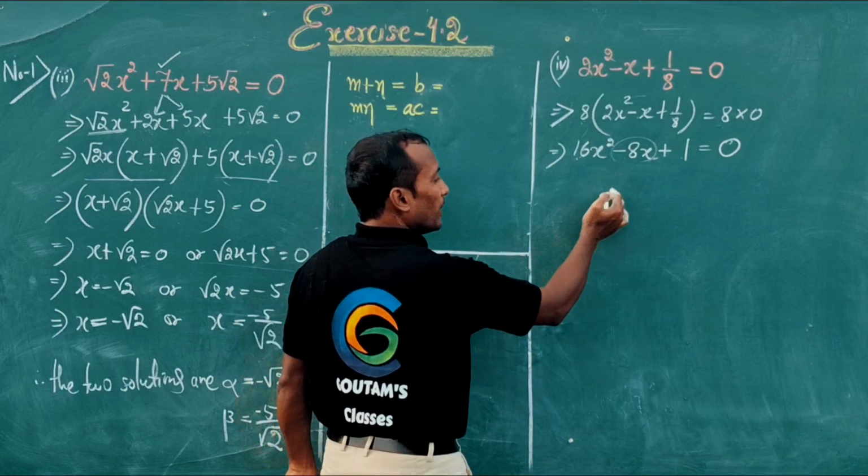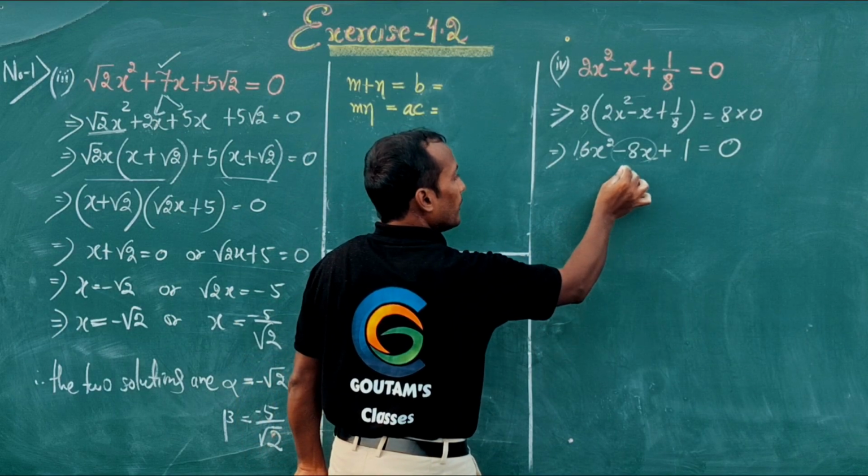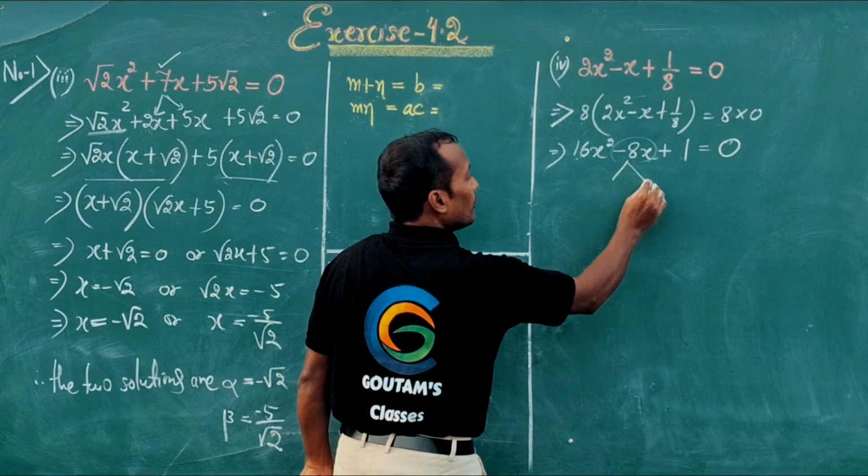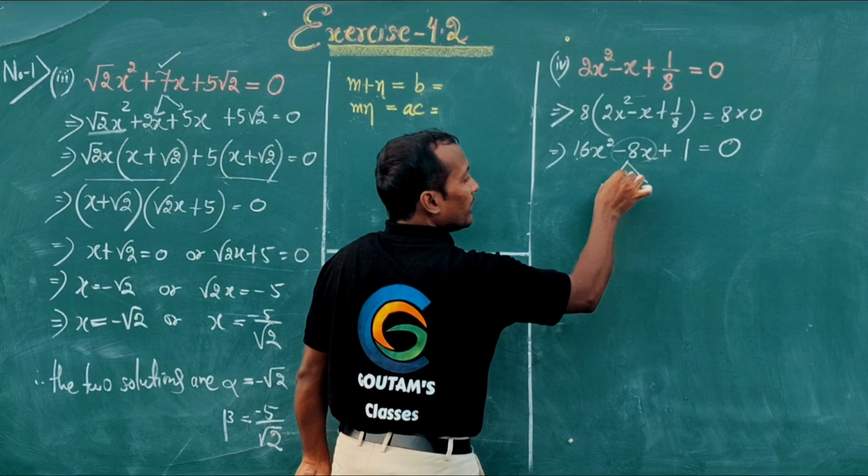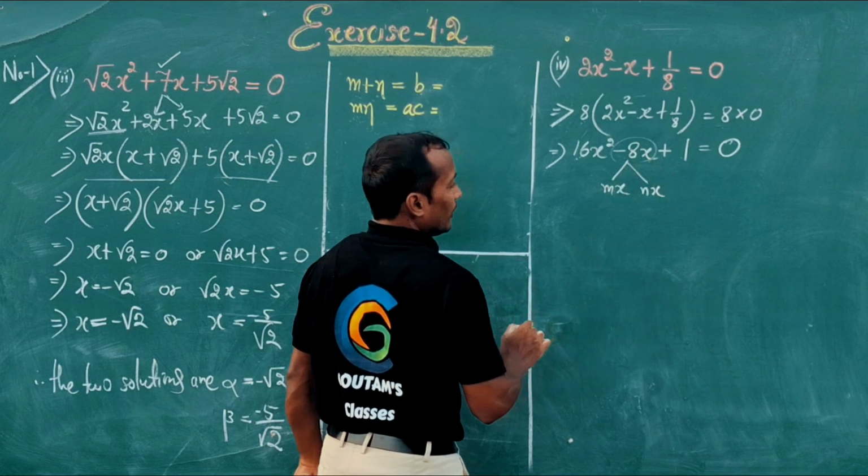So our task is now to factorize by splitting the middle term. To split the middle term, I will tell you what we shall do now. We are going to write mx and nx in place of minus 8x.